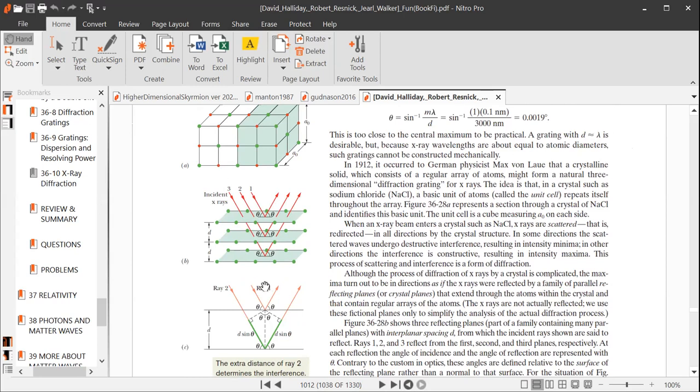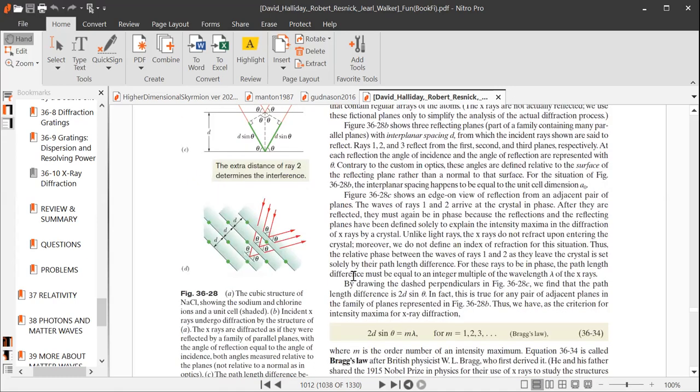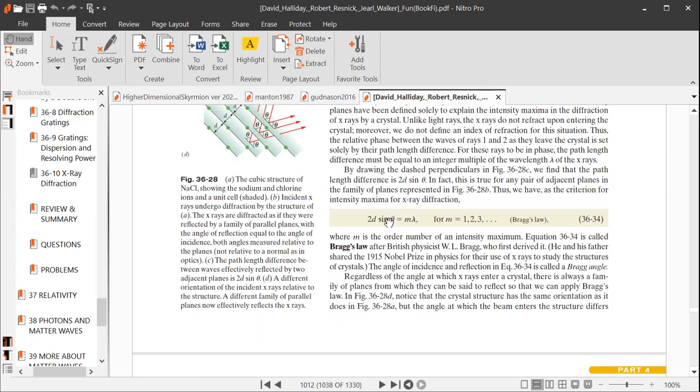So this is reflection, and this is also reflection, but they have different distances, different paths. This different path causes a different phase. That's why we have interference or diffraction. So this is the Bragg law. This formula comes from the experiment. It is 2D sin theta equals m lambda. This is the criterion for intensity maxima for X-ray diffraction.